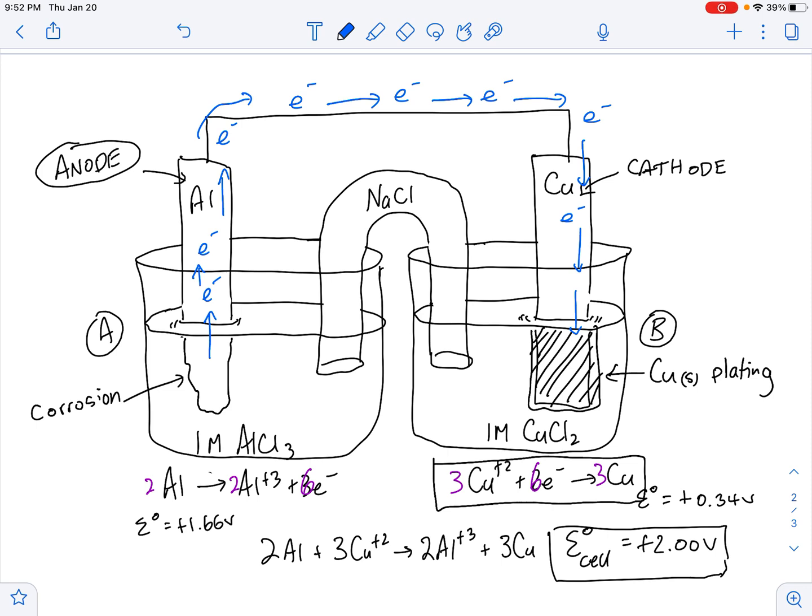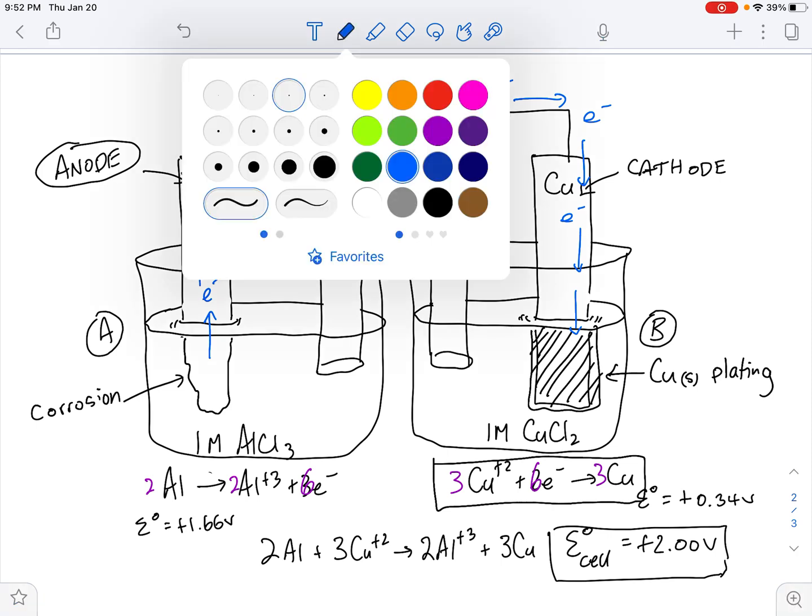The cations and anions, and I don't know how you want to label this, but what I'll do is I'll do it in purple.